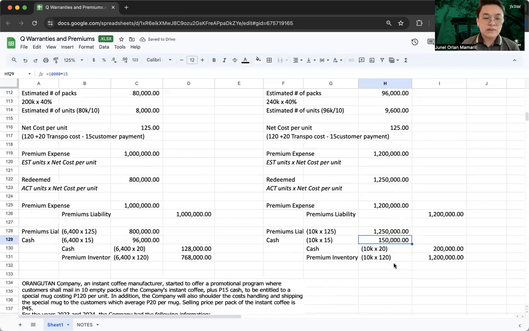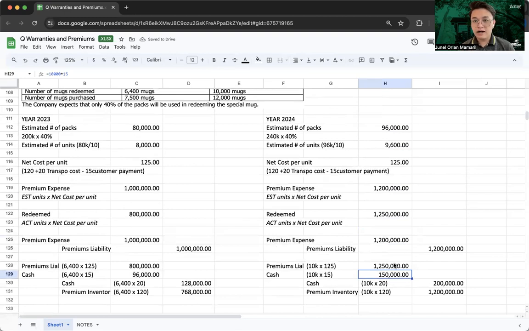That's it. So that's how you account for premiums under past 37. Remember yung ating infinity stones, di ba? We compute the estimated number of coupons, the estimated number of units, and the net cost per unit. First three. The fourth step, the premium expense would just be step 2 times step 3. And then the redeemed would be parang premiums expense, pero imbis na estimate, ang ginagamit, actual units. That's it.